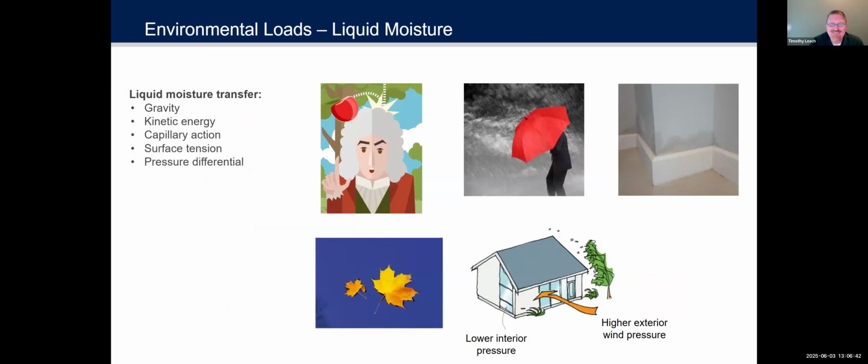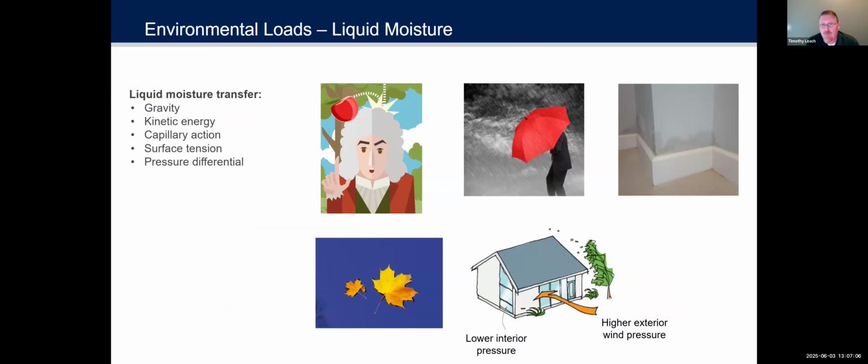Of course, also as far as simple here, liquid moisture. And when we talk about metal panels, we think about the rain screen principle of a metal panel. For that outside rain screen, we want to have a panel that accounts for how water moves. It moves due to gravity, rain falling down. It moves with kinetic energy.